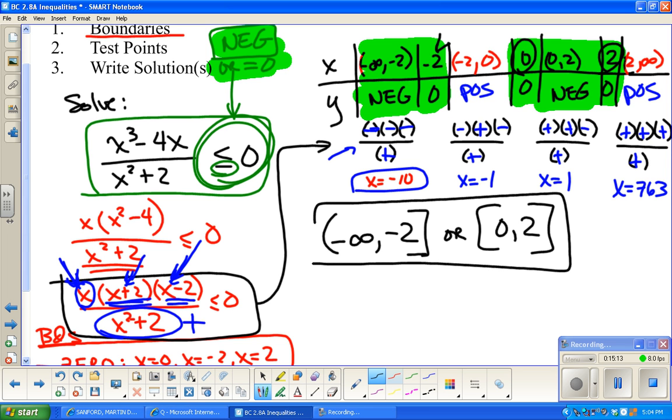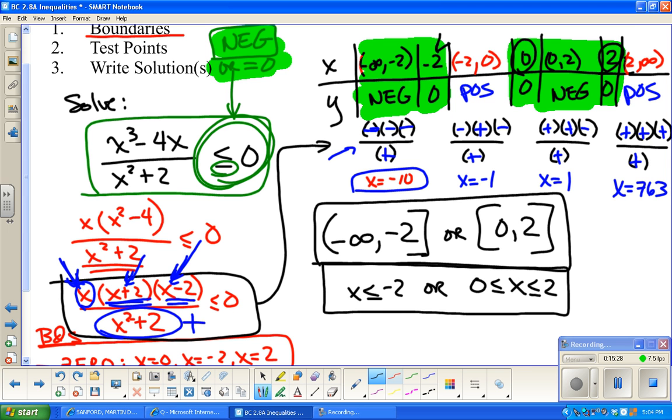This is my solution. Now, I know some of you don't like that form, so you can certainly do this. And from 0 to 2. Now, please don't mix and match. If you're going to use the interval notation, use it. If you're going to use the inequality notation, use it. But please don't mix and match in the same problem.